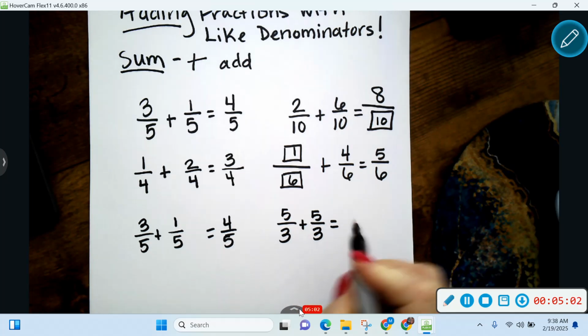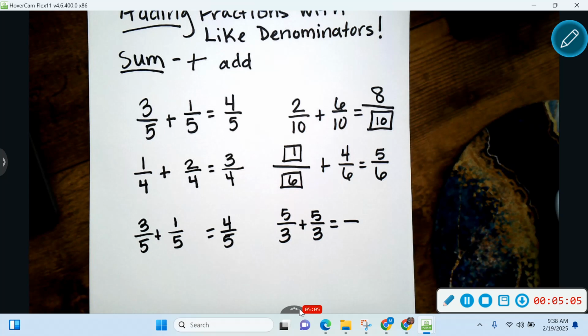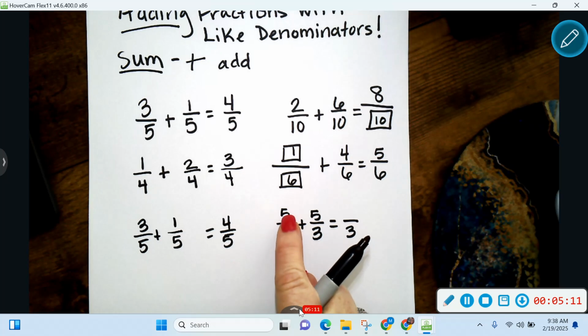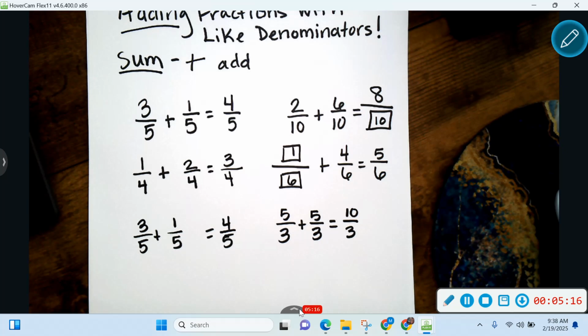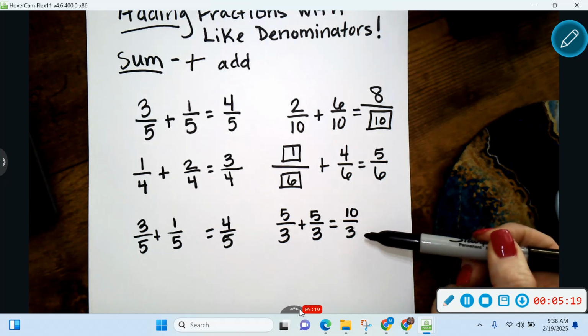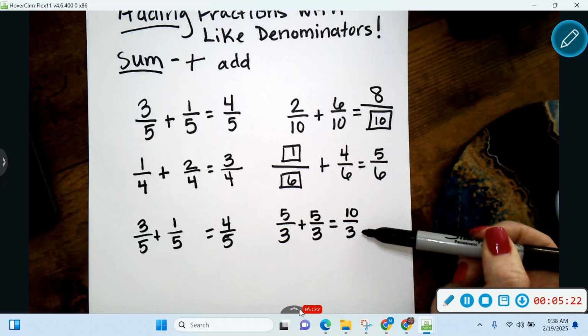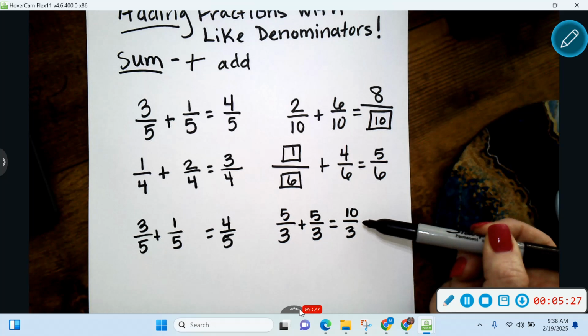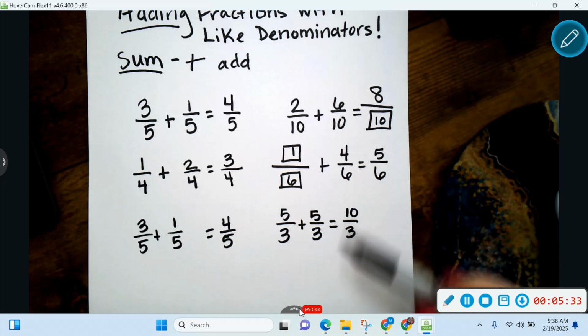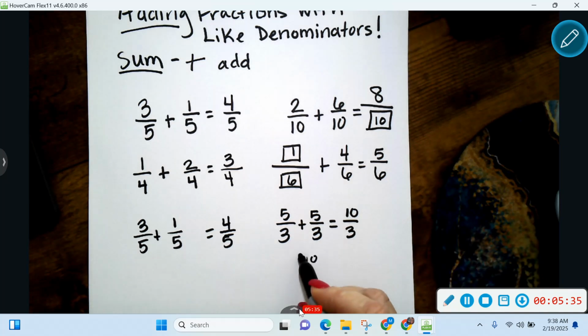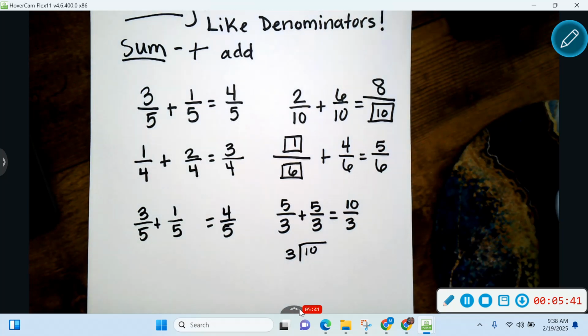Well, my denominator is a 3 on both fractions, so I know that my denominator for my answer will be 3. Then you add your numerators. 5 plus 5 is 10. Now this is what we call an improper fraction, when your numerator is bigger than your denominator. So therefore, you could divide that. If they're asking you to simplify it, you would have to see how many times 3 can go into 10.